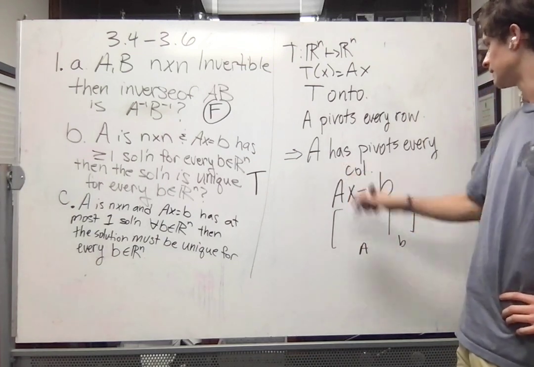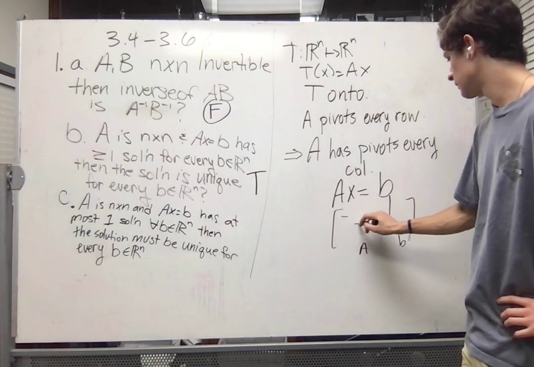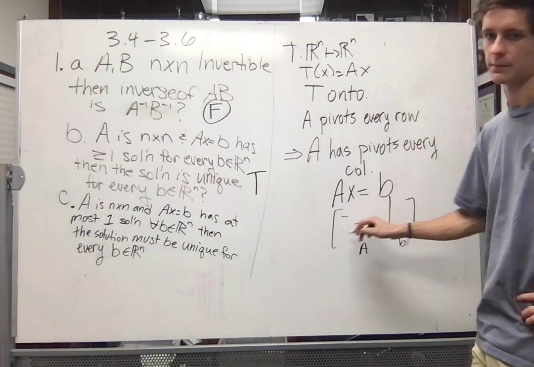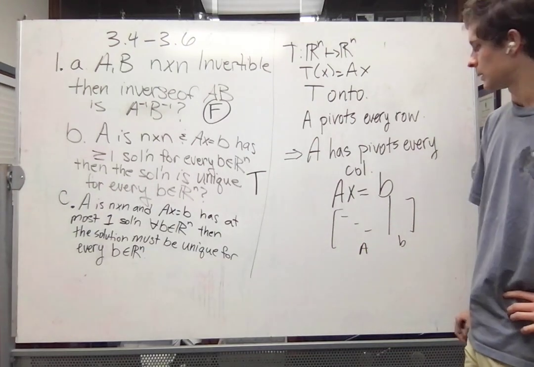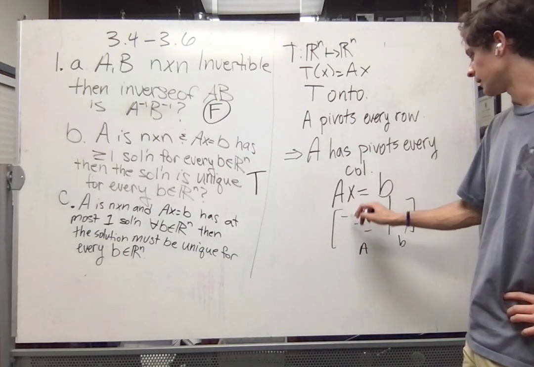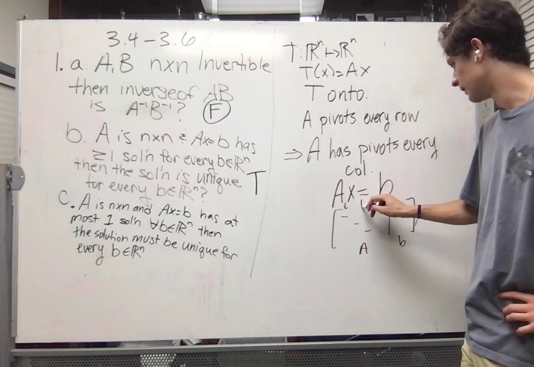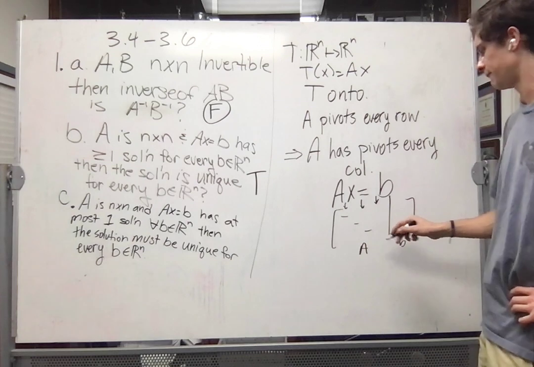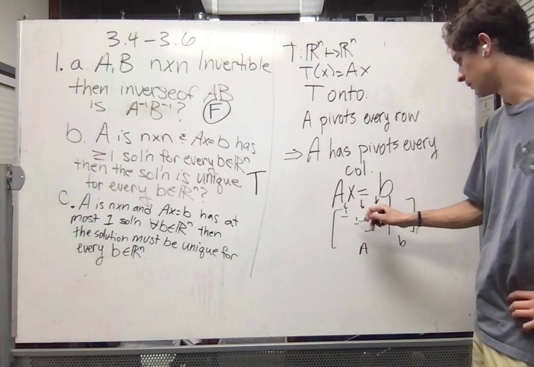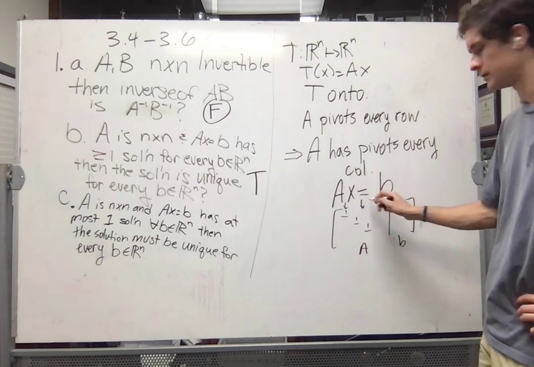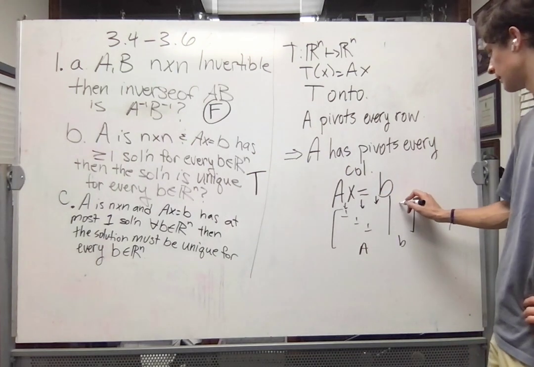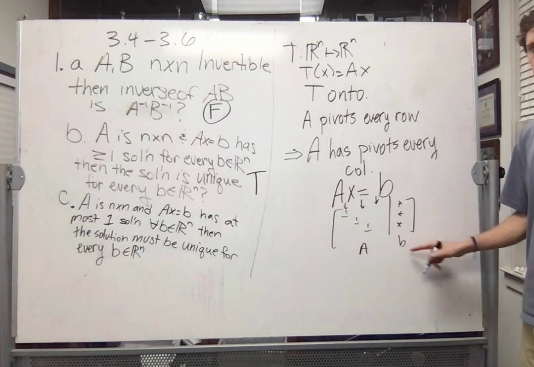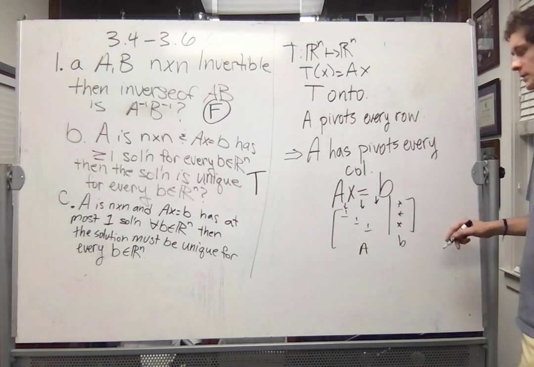Now A has pivots in every row. There's no row of zeros at the bottom of the echelon form. But since A is square, we also have to have pivots in every column. So when we row reduce this to RREF, it's going to look something like 1, 1, 1, zeros everywhere else on the left side, and something in this column that's going to tell us what the solution is.